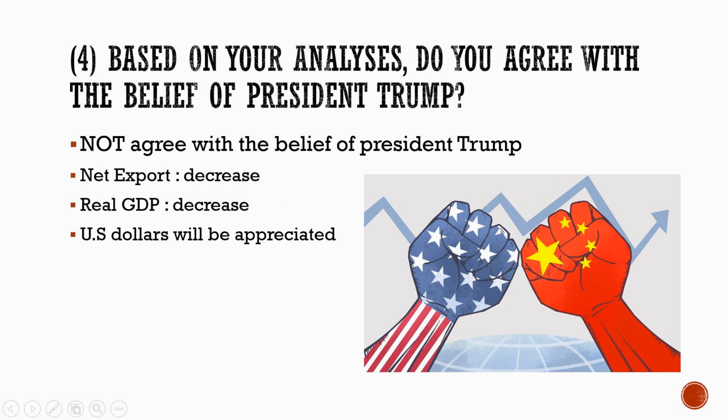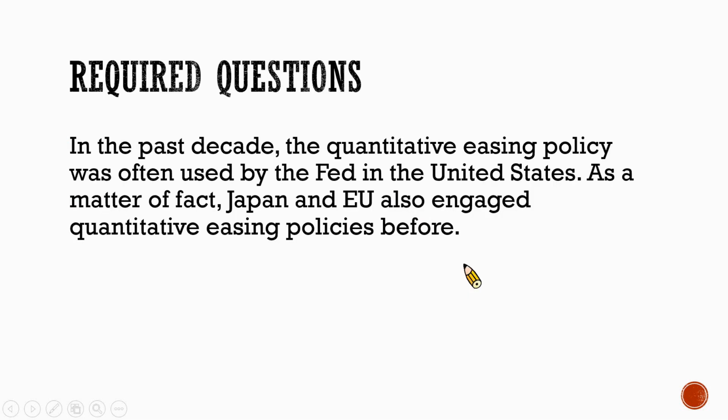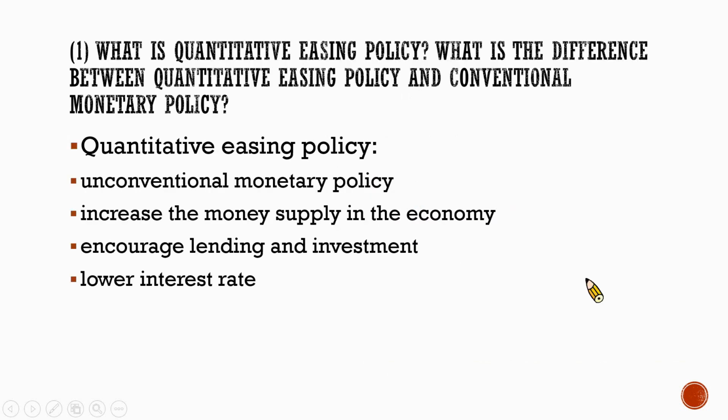The third required question is about the quantitative easing policy. In the past decade, the quantitative easing policy was often used by the federal government in the United States. As a matter of fact, Japan and the European Union also engaged in quantitative easing policies before, and on the next page, I will briefly introduce the policy. What is the quantitative easing policy, and what is the difference between quantitative easing policy and conventional monetary policy?